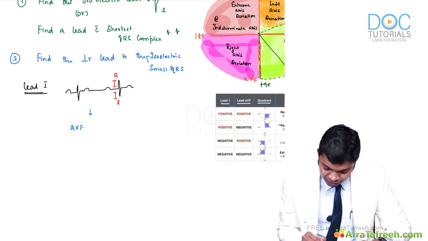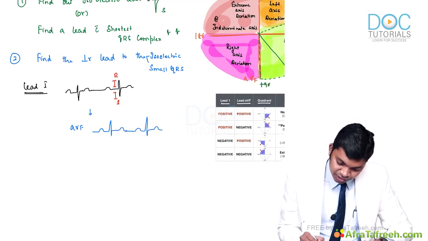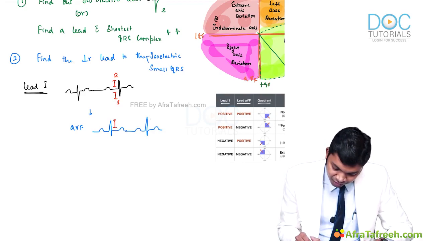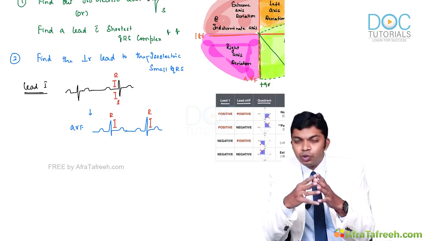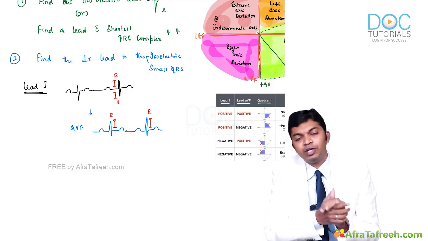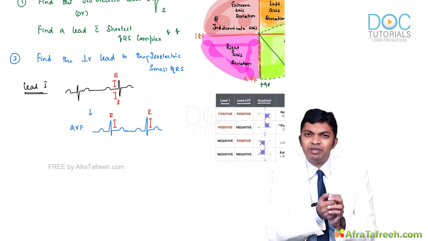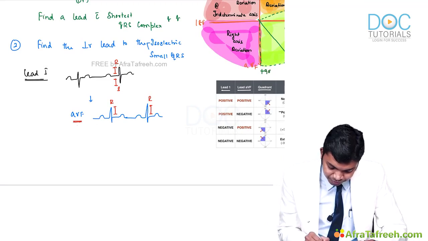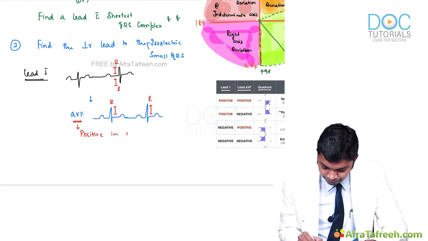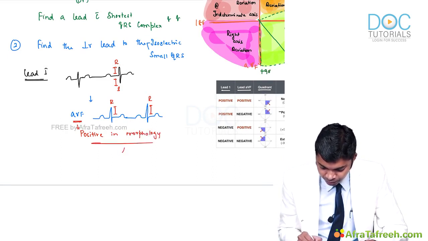Now if AVF looks like this. Now in AVF, as you can see, the predominant morphology is positive. QRS is positive, right? The AVF lead shows positive deflection primarily in the QRS complex and the S wave is very small. So, primarily speaking, AVF is positive in morphology, doctors.